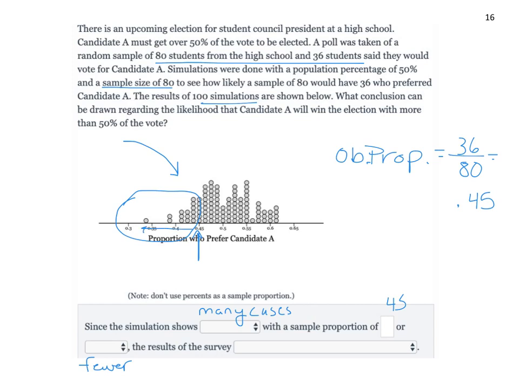So the results of the survey, right, we don't know. Maybe he'll win, maybe he'll lose, right? We weren't far enough on the side to say that he's likely to lose. Okay, so if you looked at the choices, this would be our inconclusive, right? So we don't really know who's going to win.